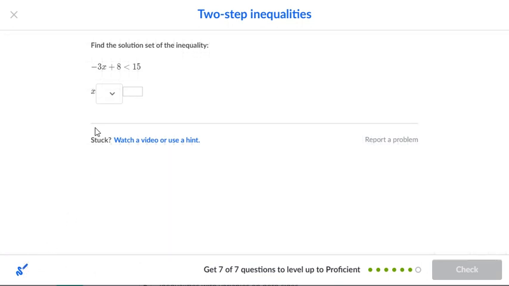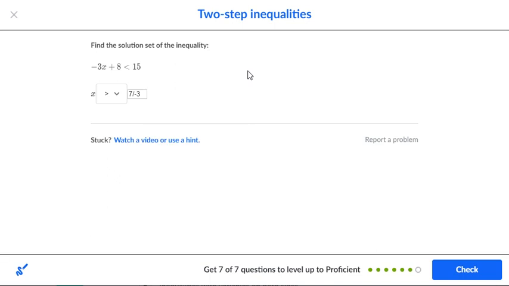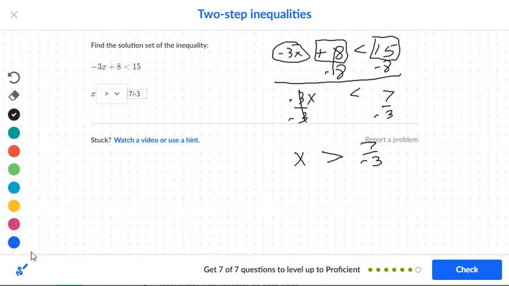So let's cut this off. Let's put in our sign. And now let's go 7 over -3. Now let's check this. Now Khan Academy might not like the negative sign as the denominator. It might like it as a numerator. So let's see what happens. But we do know that is a negative sign there.